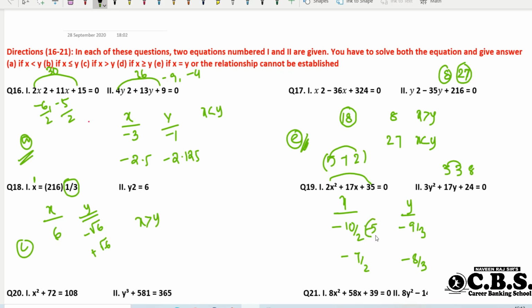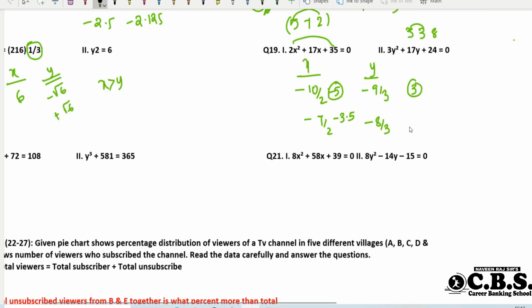This is minus 5. And definitely what is this? Minus 3.5. And definitely what is this value? It is 3. And what is the value here? It is 3 to the 6 minus, what is the value? Minus 2.66 something. As per the comparison, these values are much lesser than the x value, so they are negative.